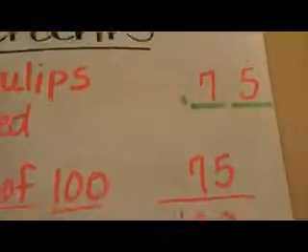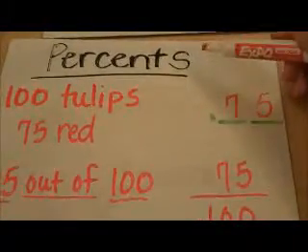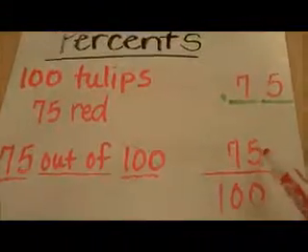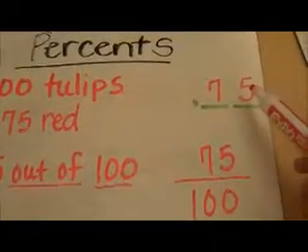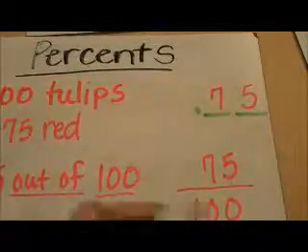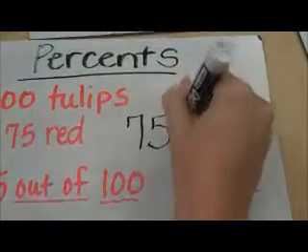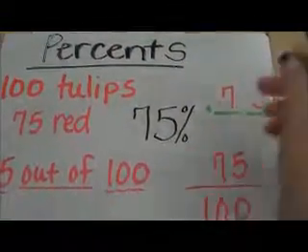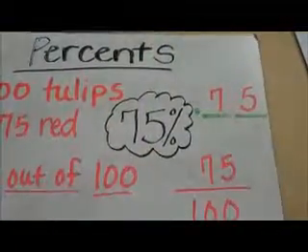And last but not least, we can actually write it as a percent, which is what this whole chapter is about. So 75 out of 100, 75 hundredths, it's all 75%. Because when you think of percentages, you think out of 100. And all of these ways were out of 100. So my percent of red tulips in my garden would be 75%.